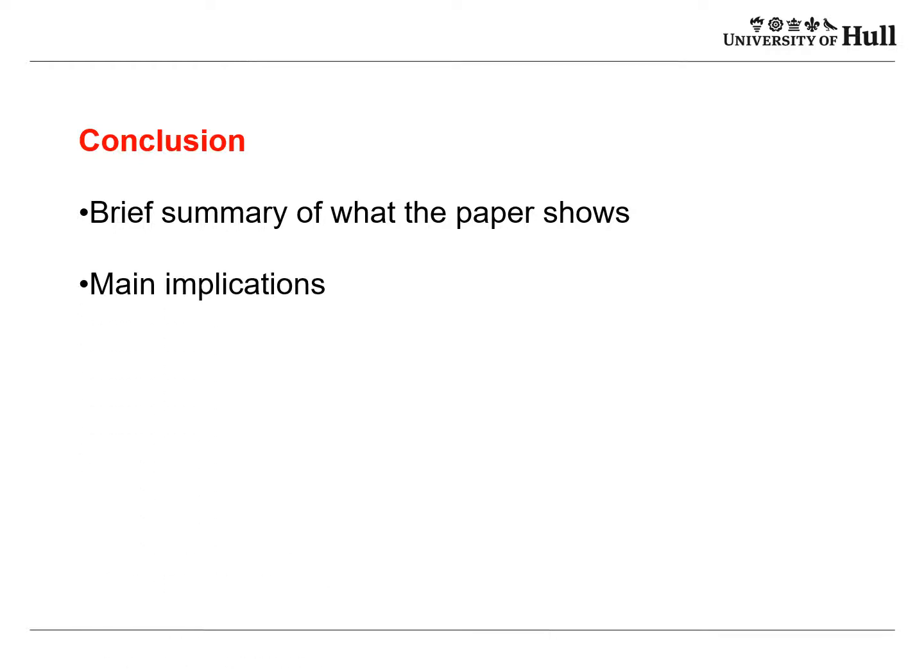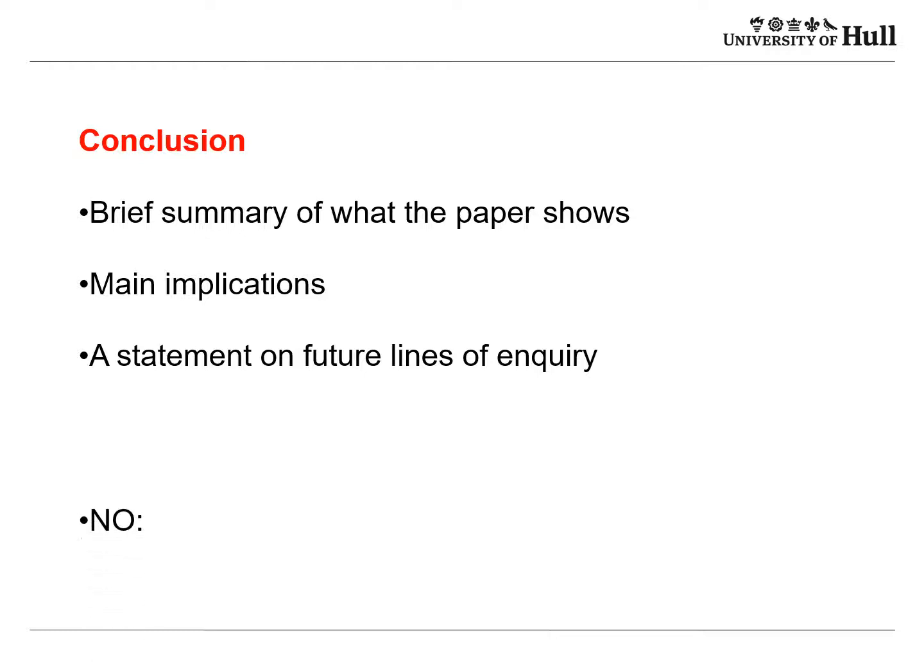Now, if there is a conclusion, then it should be a brief summary of what the paper shows, and I mean brief. It should give the main implications of the paper and any future lines of inquiry that may be followed. Most papers suggest that more research is needed. Well, this should be clearly stated in the conclusions. It may well be already stated in the discussion, but this is a place to restate it. There shouldn't be any references here or any new ideas. It should clearly be a conclusion to the paper in question.